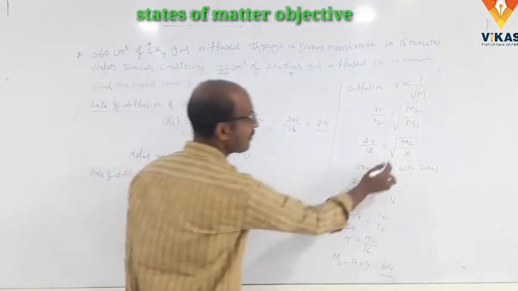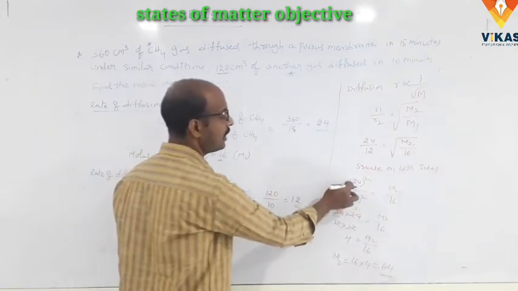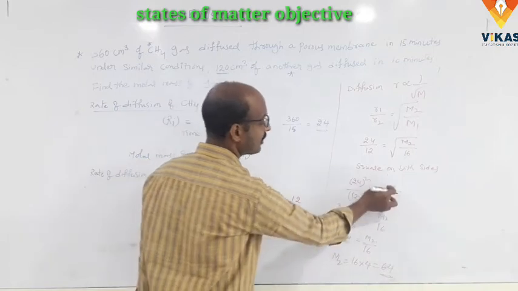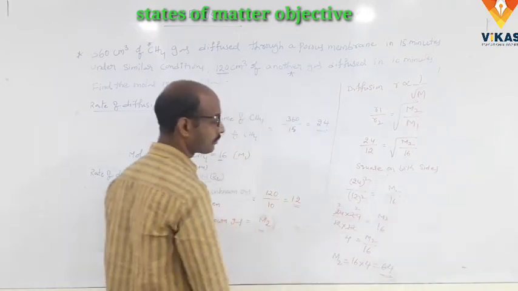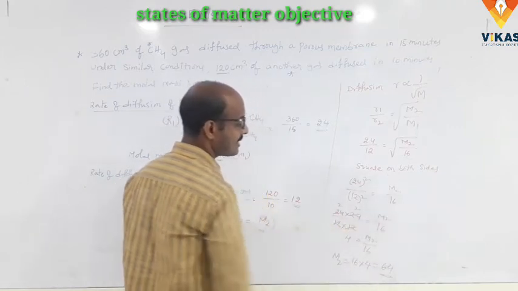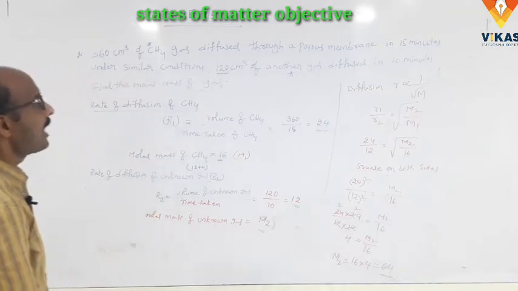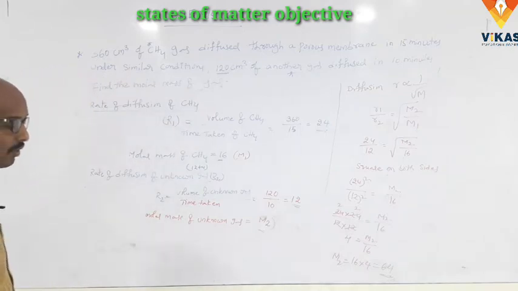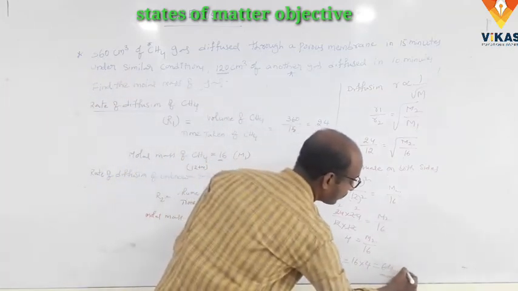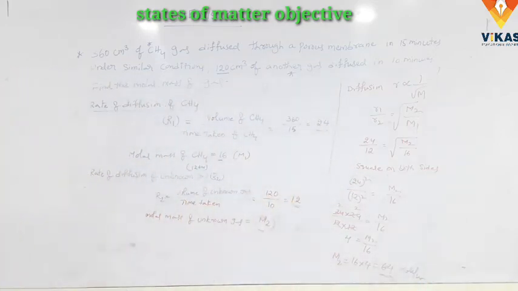So under square root of M2/16, squaring on both sides, what happens? 24 squared by 12 squared is equal to M2/16. So 24 into 24 by 12 into 12 is M2/16. So finally we get the molar mass of unknown gas. How much did we get? 64, that is moles per liter. Okay, the molar mass of unknown gas is 64. Clear? Next one.